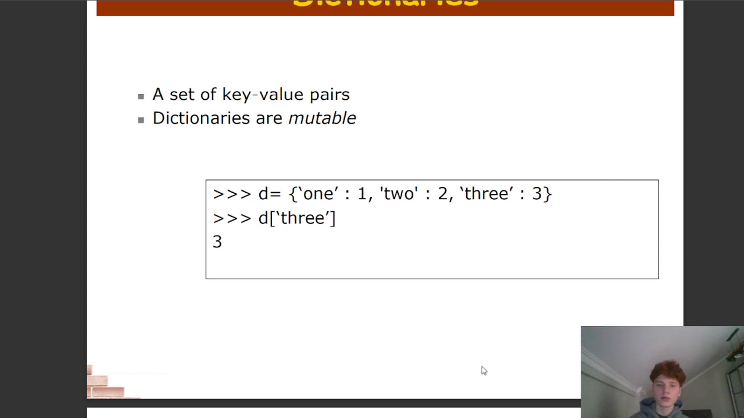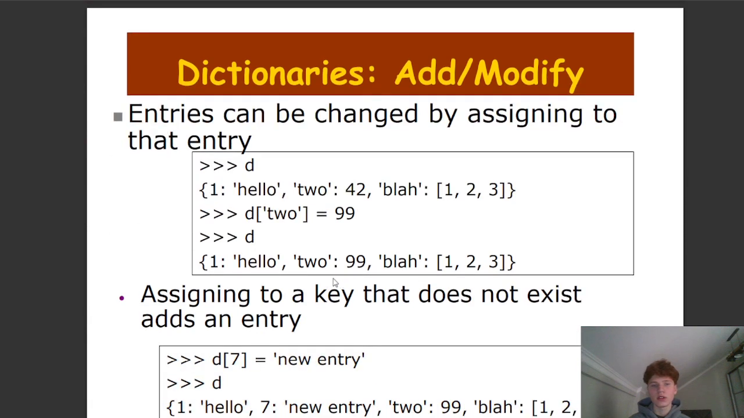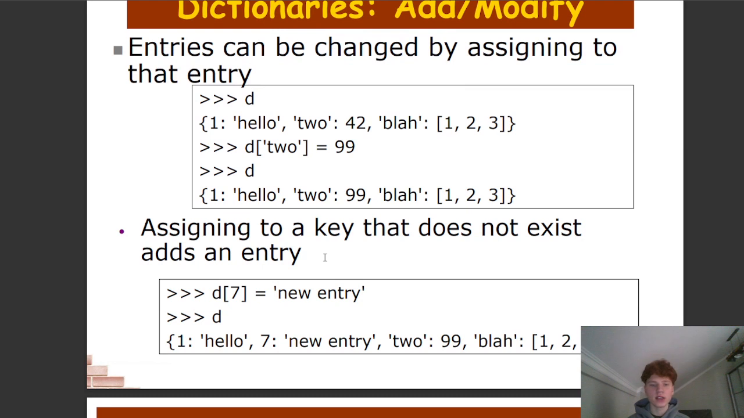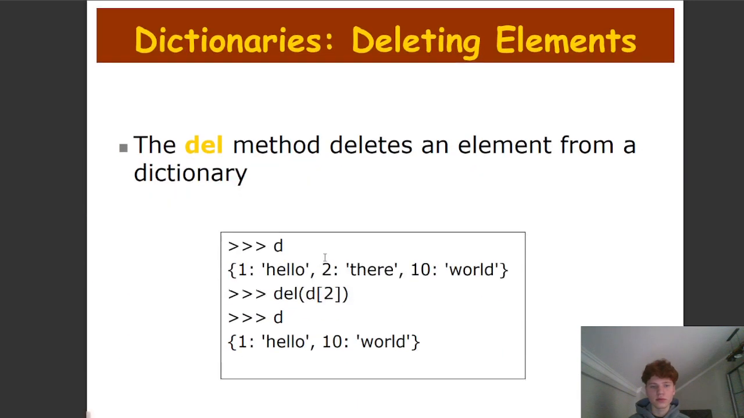Example. Dictionary add and modify. Entries can be changed by assignments to d[key]. Assigning to a key that does not exist adds an entry. Dictionaries, deleting elements. The del method deletes an element from a dictionary. Example.